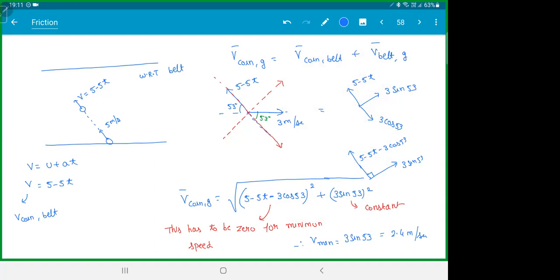Udayan, clear with this? Venkatesh? We can find the path of the coin. You can find.